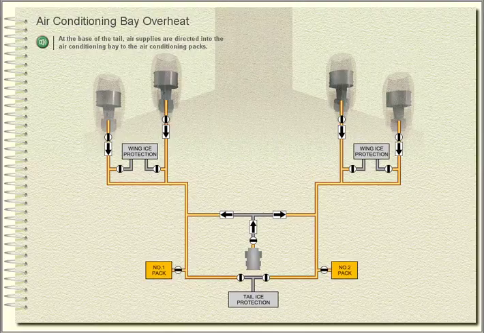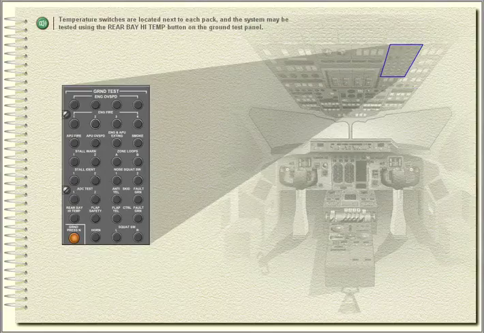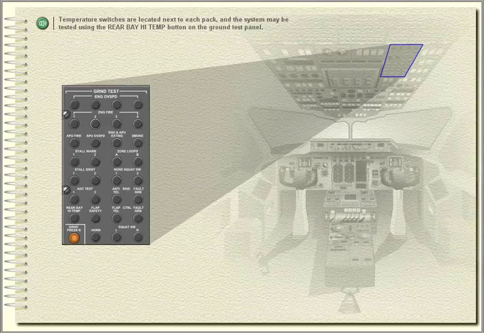Air conditioning bay overheat. At the base of the tail, air supplies are directed into the air conditioning bay to the air conditioning packs. An overheat condition caused by a duct leak in the air conditioning bay will be indicated by rear bay high temp on the air conditioning panel. Temperature switches are located next to each pack, and the system may be tested using the rear bay high temp button on the ground test panel.